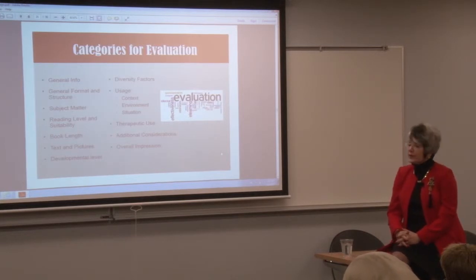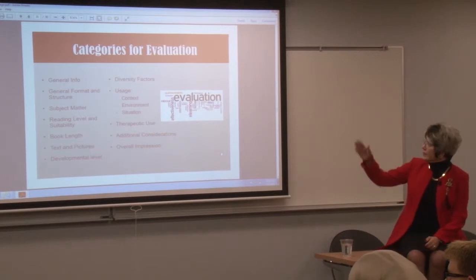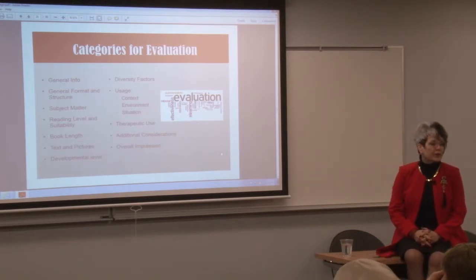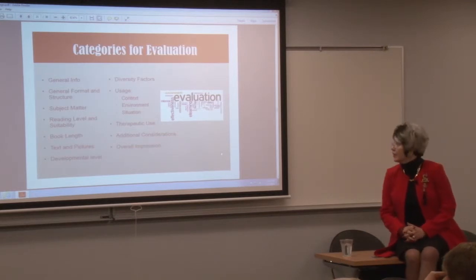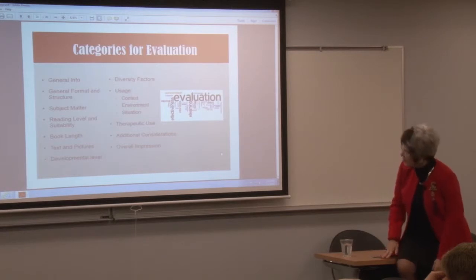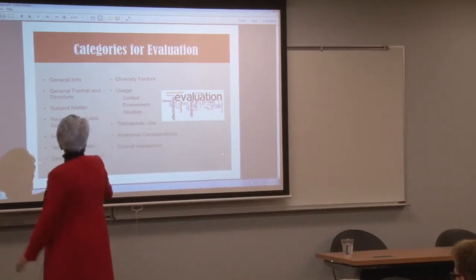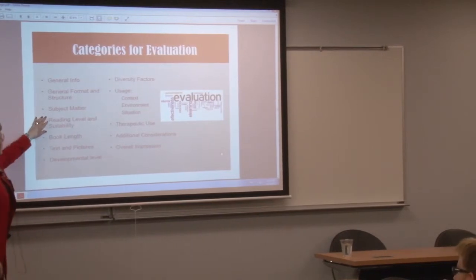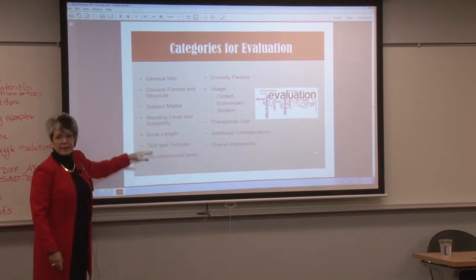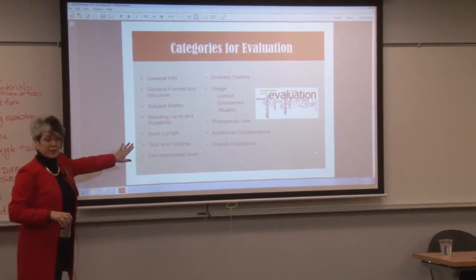So if you've decided on a particular topic, you look at the general information of the book. Is it a workbook? Is it a storybook? Is it a self-help book? You kind of look through the general information. These are the categories: the subject matter itself, the general format and structure. Somebody over there said before, reading level, suitability, so forth. Book length. Now this is where I'm going to talk to you. I totally have this up here because I'm speaking to you.